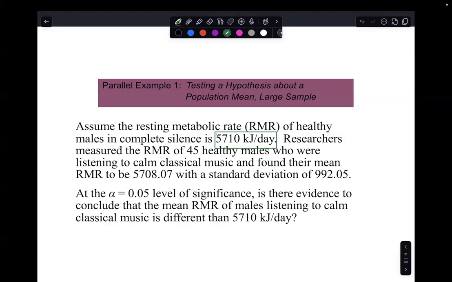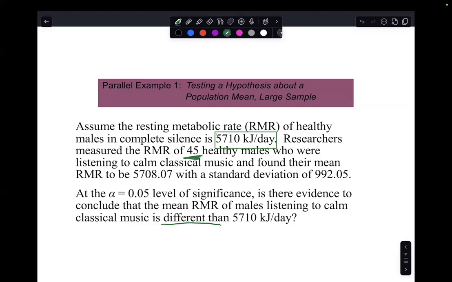Researchers measured the RMR of 45 healthy males. This is my sample size. They were listening to calm classical music and found the mean RMR to be 5708.07 with a standard deviation of 992.05. At a 0.05 level of significance, is there evidence to conclude that the mean RMR of males listening to calm classical music is different than the 5710 kilojoules a day? All right, so different. It's a two-tailed test.